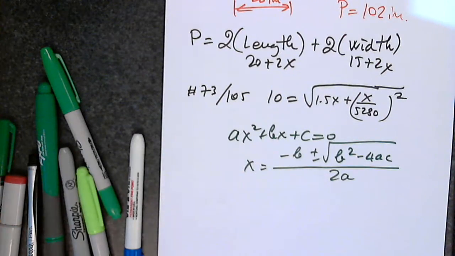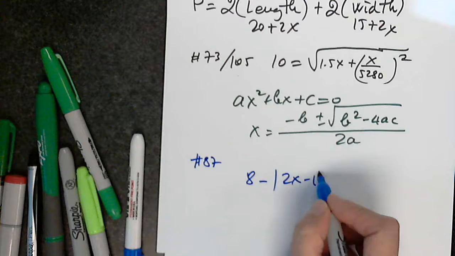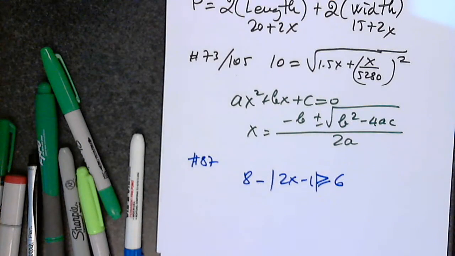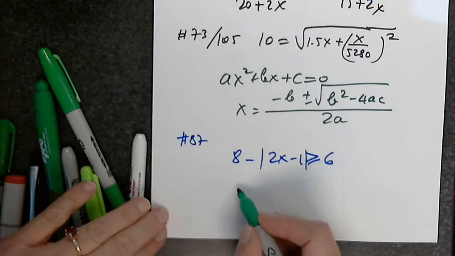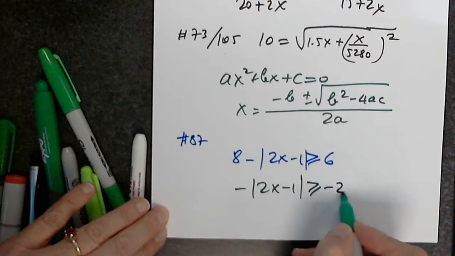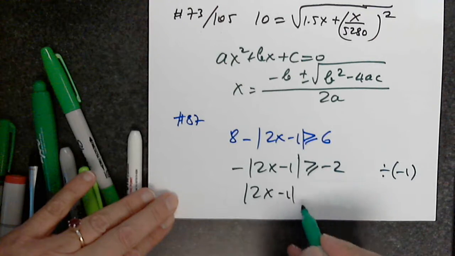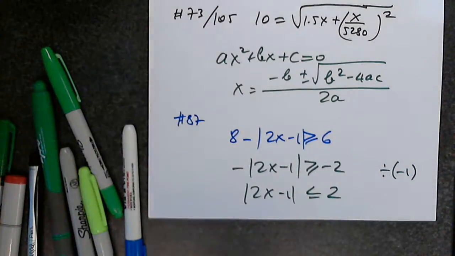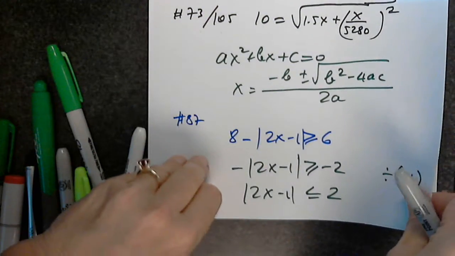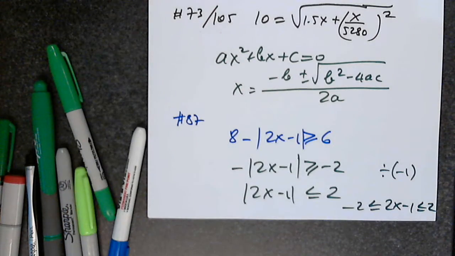What is the problem with this? I don't know. I wrote it down for a reason. Okay, so you move a to the other side, so we have this. You will have to divide both sides by -1 or multiply both sides by -1. And now you ask yourself, is it this or is it this? Since it's less than or equal to, it must be this, in between, as we discussed. So you change it into -2 less than or equal to 2x minus 1 less than or equal to 2, and you take it from there.